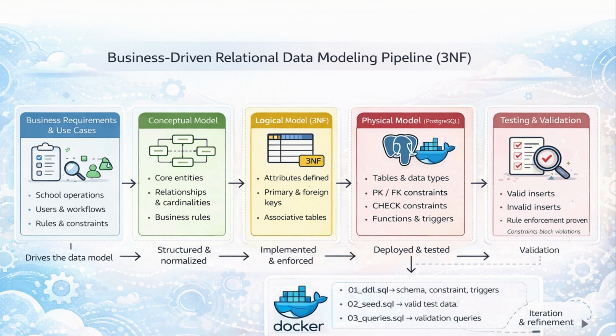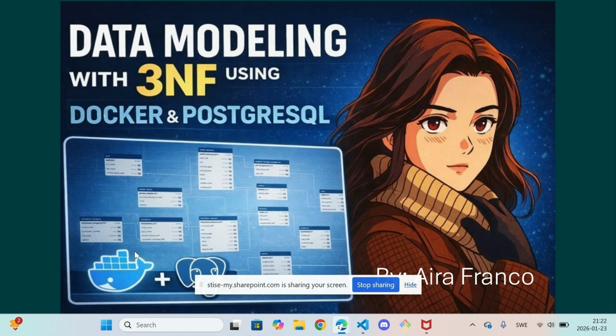And then I made sure that it was in third normal form, and then I deployed it to PostgreSQL in a Docker container to create a controlled, reproducible, and idempotent database environment. So this workflow allows the model to be implemented exactly as I designed, with constraints, triggers, and business rules enforced at the physical level, and tested in expanding the school.